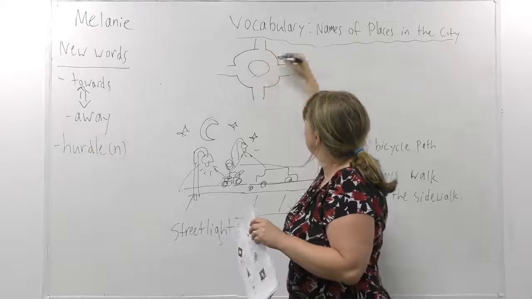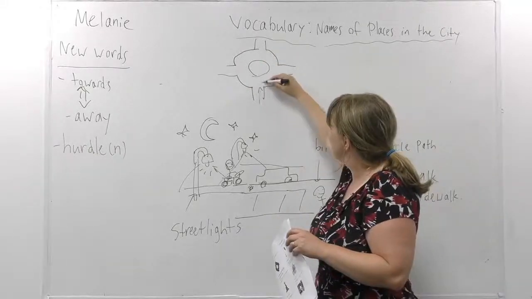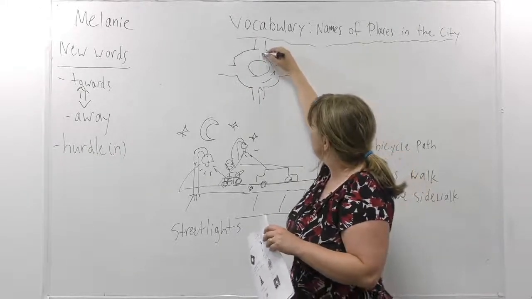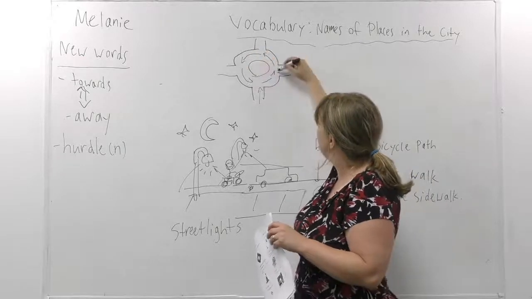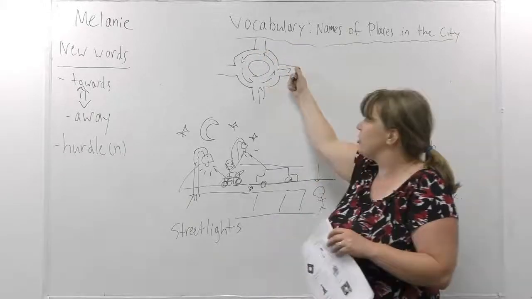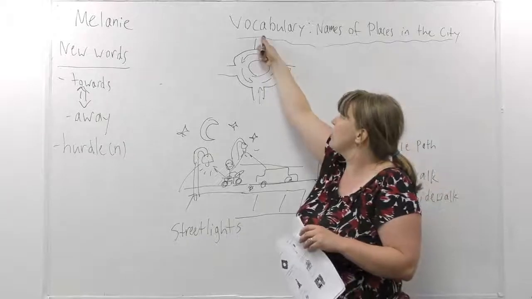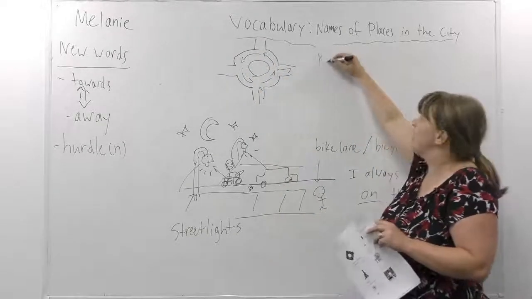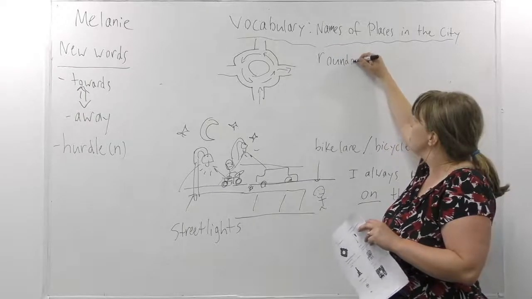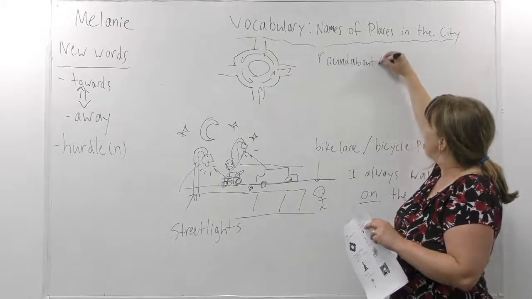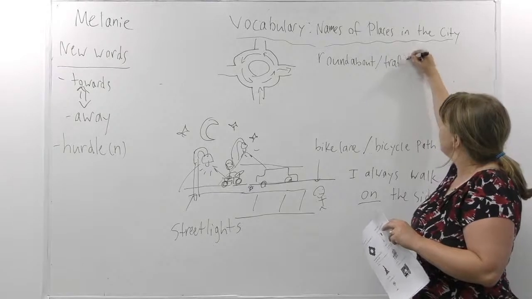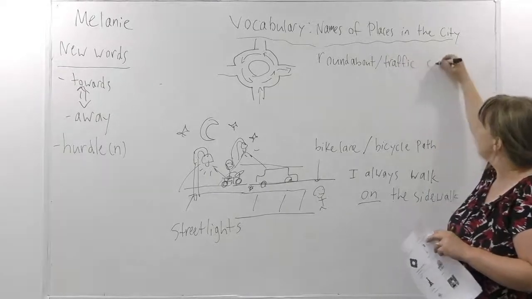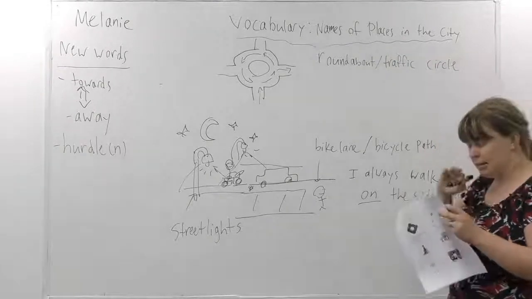So basically, you go here, you can go around and around, but eventually you might want to turn off here, or you might want to turn off here, or you might want to turn off here. So this is called a roundabout or traffic circle. I feel like my parents use the term traffic circle pretty often.